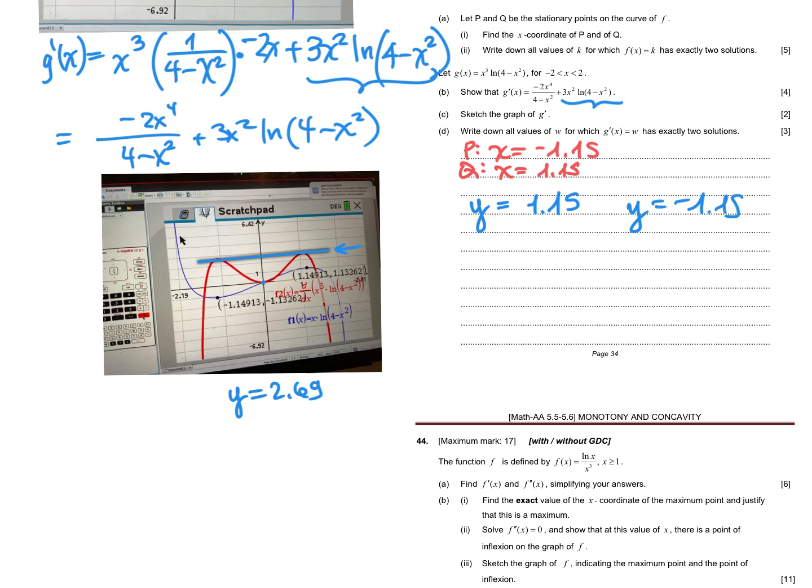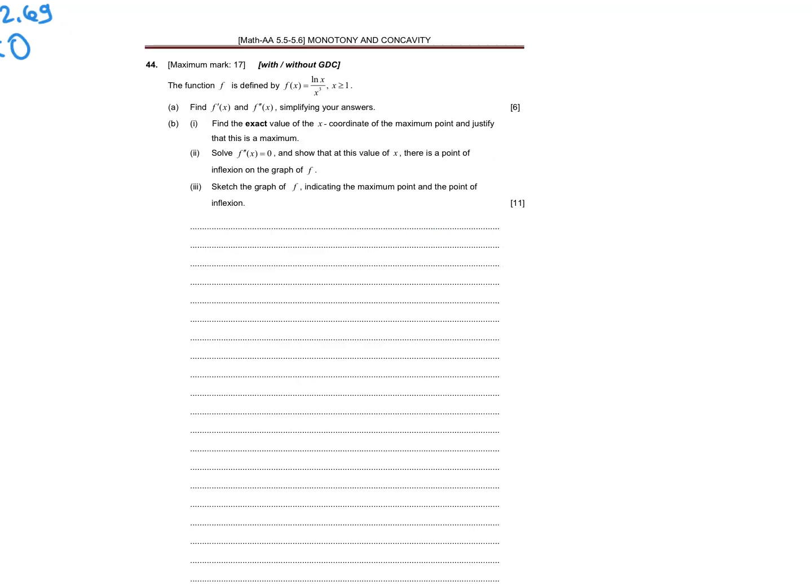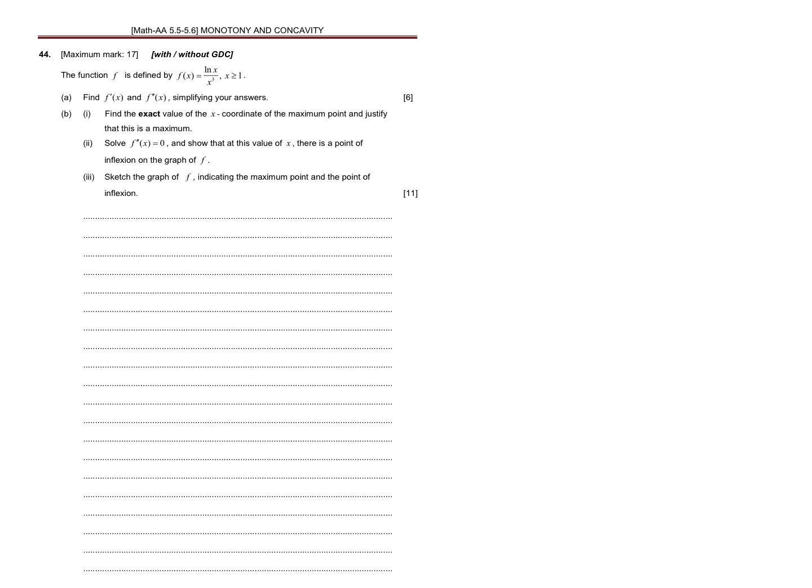So that's 0, 0. So anything y less than 0, because that will have 3 solutions. Anything less than that will have 2 solutions. All right, 44. The function's defined by that.